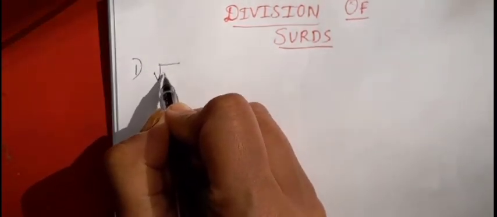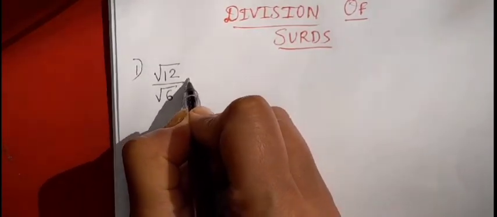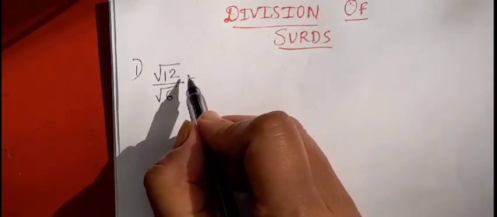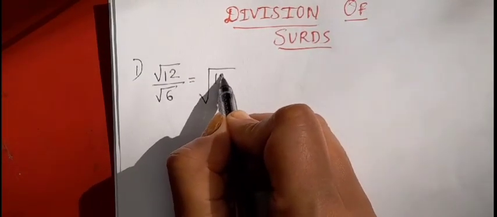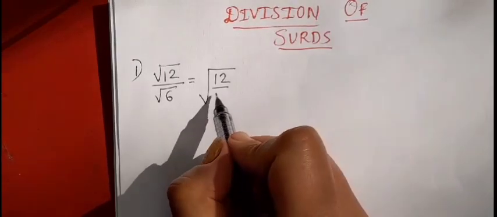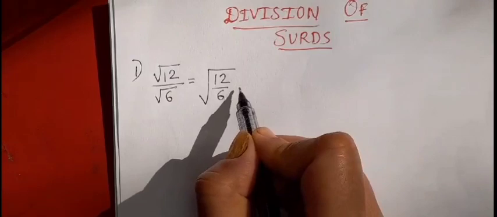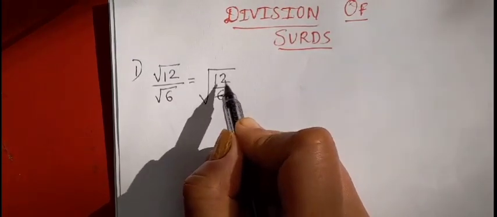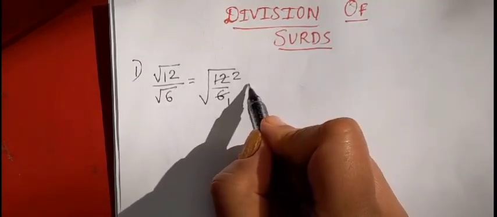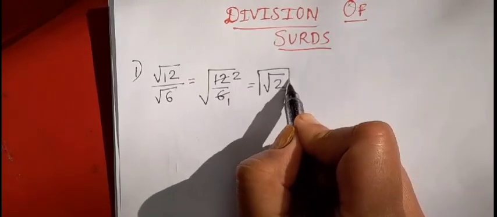Suppose I take the first example, square root of 2 divided by square root of 6. So it will be equal to under root 12. We have to do the division of the radicand, 12 divided by 6. So we'll cancel it out, and we get 6 times 1, 6 times 2. So we'll get root 2 as the solution.